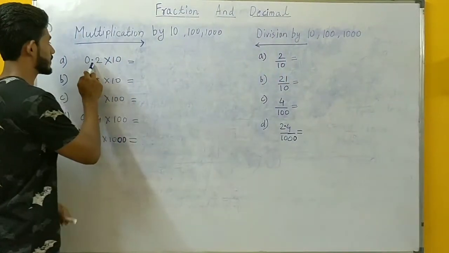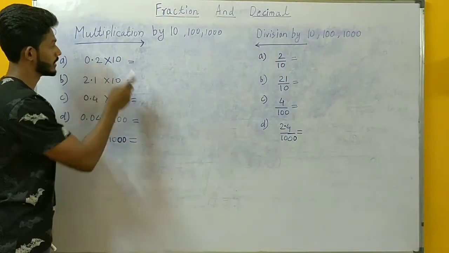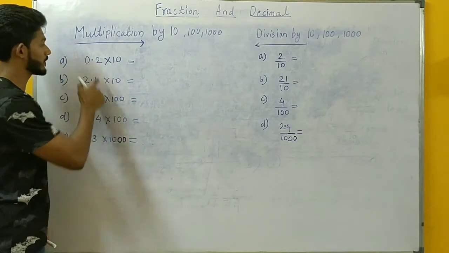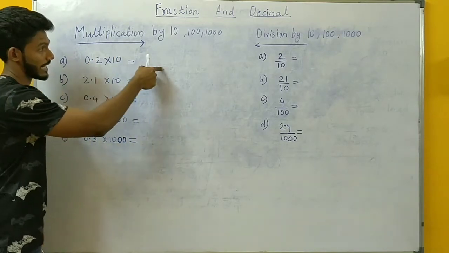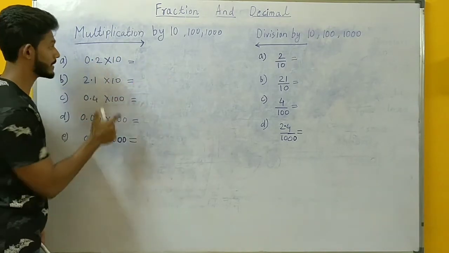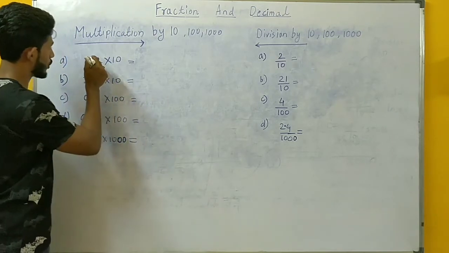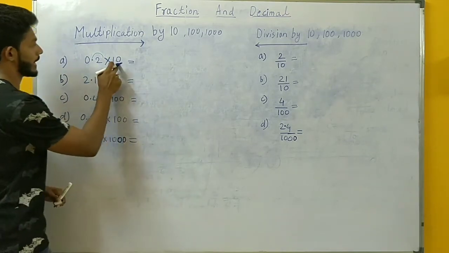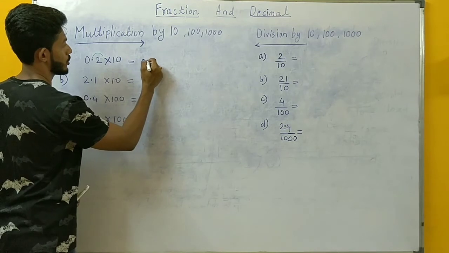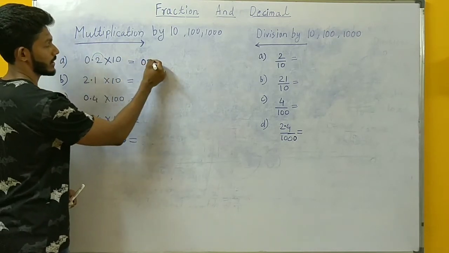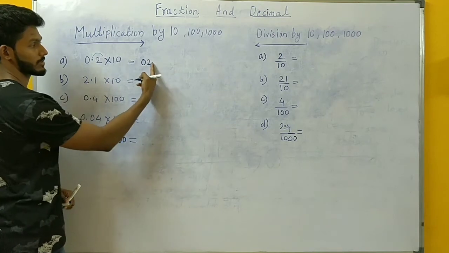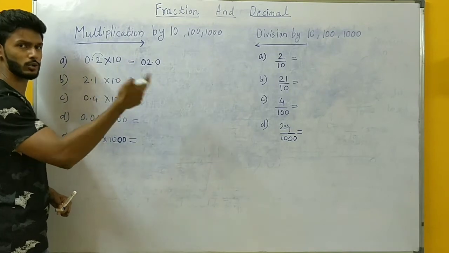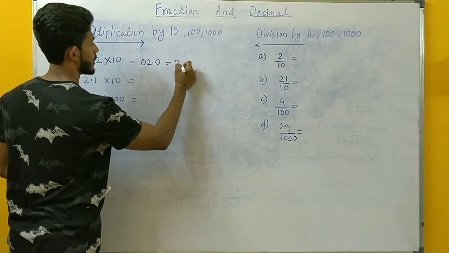In multiplication, we shift the decimal point towards the right hand side, and in this we have only 1 zero. So we are going to shift this decimal point towards right hand side by 1 digit, because we have 1 zero. Now I'm going to write this number as 02, and we have shifted the decimal point over here. So my decimal point will come over here, and then I will write 0 over here. 02 is basically 2, and 2.0 is 2. So this is basically 2.